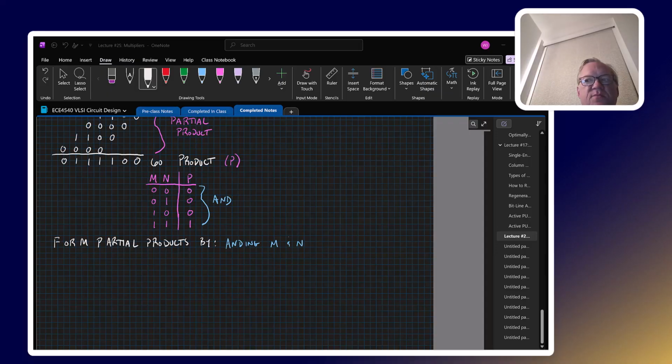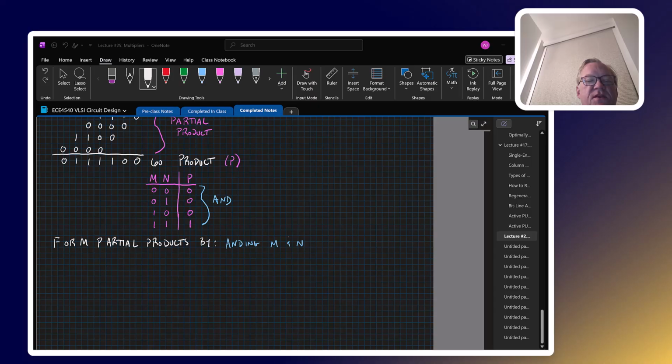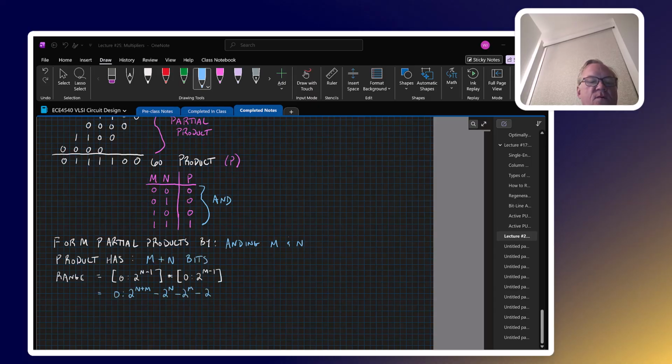And if we do this, the product is going to have m plus n bits, and it's going to have a range of 0 to 2 to the n minus 1 times 0 to 2 to the m minus 1. We can expand this out to say that the range is from 0 to 2 to the n plus m minus 2 to the n minus 2 to the m minus 2.